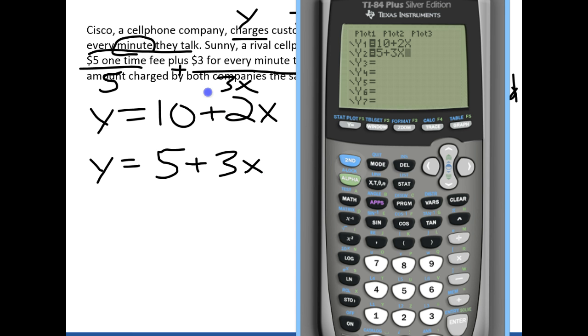We're going to do second, we're going to calculate, so second trace. The intersection, the solution to a system of equations, is where those lines intersect. And I'm going to click enter, enter, enter. And the intersection is at 5, 20.